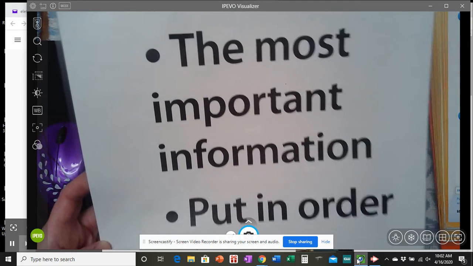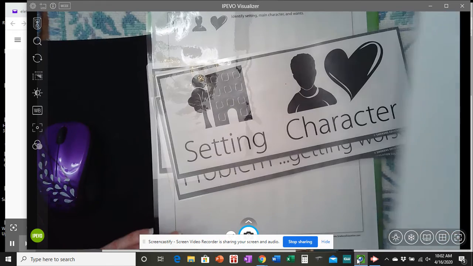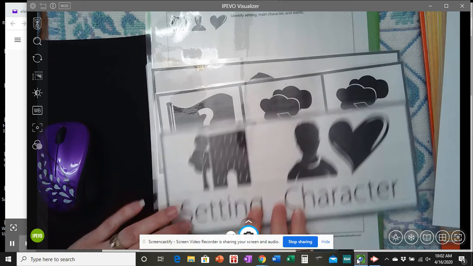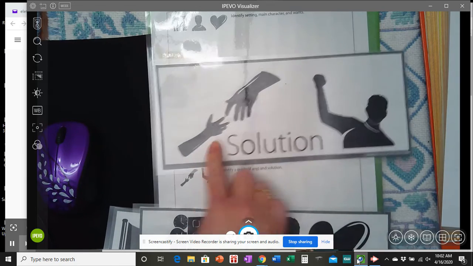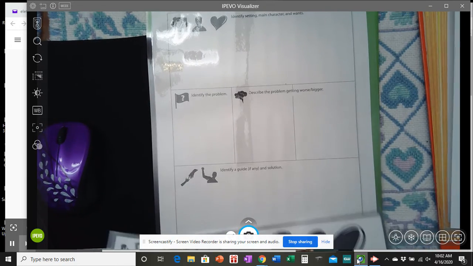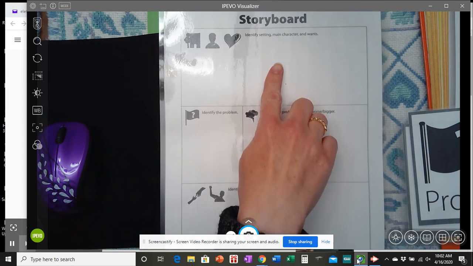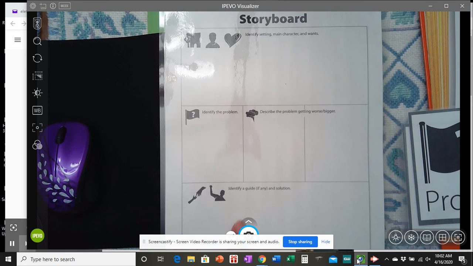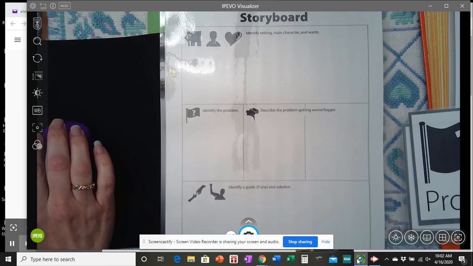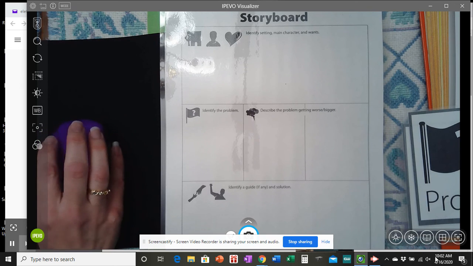All right, friends, so just as Mrs. McCullough told you, you have the most important information and you're putting it in order. You have setting and character, problem, and then solution, and you may have a guide during the solution. So what I would like you to do is complete the storyboard: identify setting, main character, identify the problem, describe the problem getting worse and bigger, and identify a guide, if any, in the solution. You can use any story that you have at home or anything that you have access to on the computer.